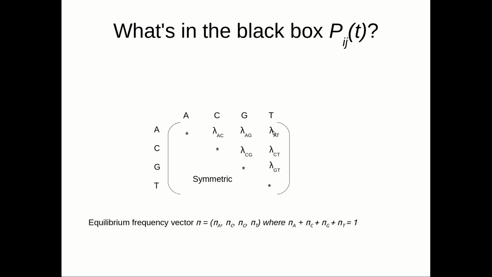All right, another thing that we need to fully define our model, and that is also connected with the rate matrix, is an equilibrium frequency vector P for A, C, G, and T, for the 4 states in our Markov model. And of course, the frequencies need to sum to 1.